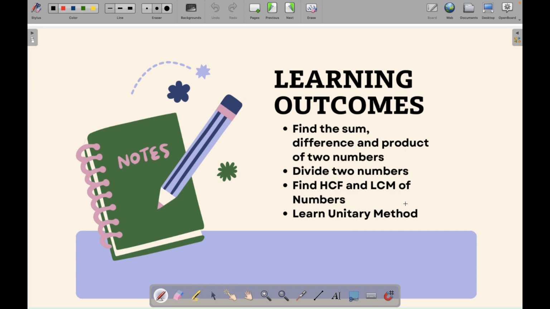Unitary method is nothing but, if I give you a question, say the price of one chocolate is 5 rupees, find the price of 50 such chocolates. Or say the price of 50 chocolates is 50 rupees, so find the price of one chocolate. So what you try to do is use the value of 1 unit of that quantity to find the answer, or find the price or whatever, for any given number.